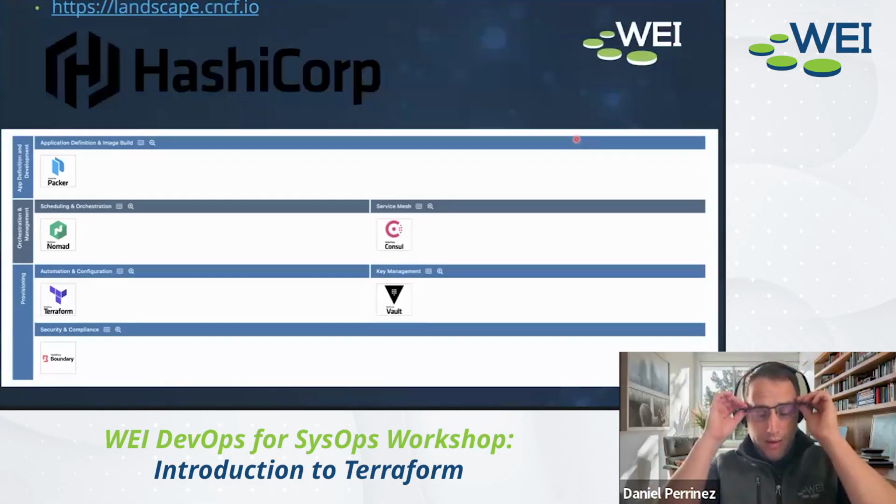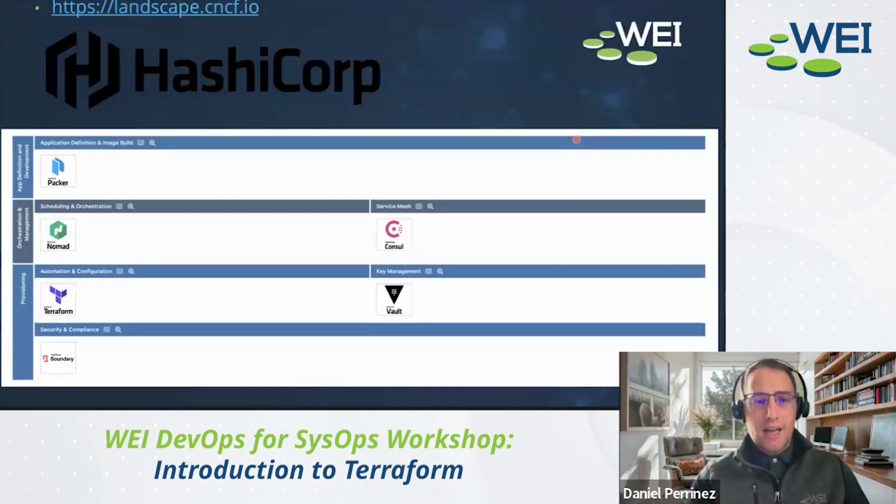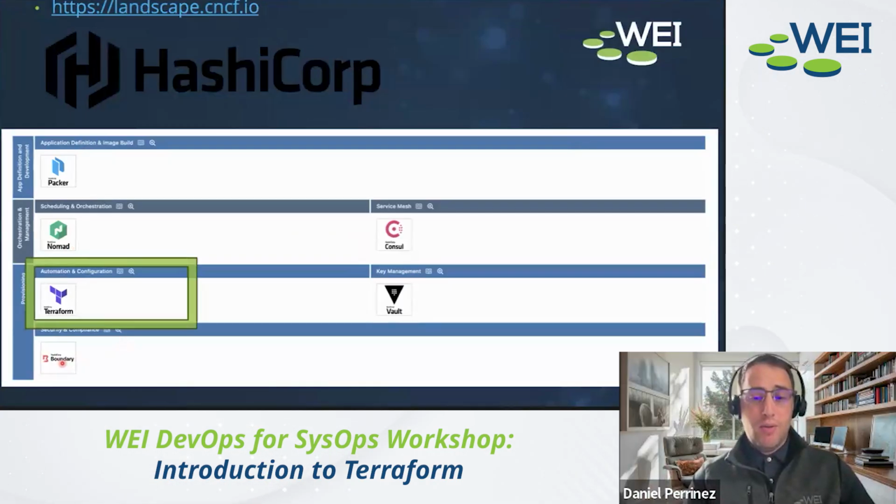So we went from that big chaotic slide and zoomed in on a portion of it. Here I filtered out everything that is not created by HashiCorp. HashiCorp is the parent company of Terraform, and they have a couple of other products: Packer, Nomad, Consul, Vault, Boundary. These are awesome tools that I could do a presentation all on their own. But today we're just going to talk about Terraform.